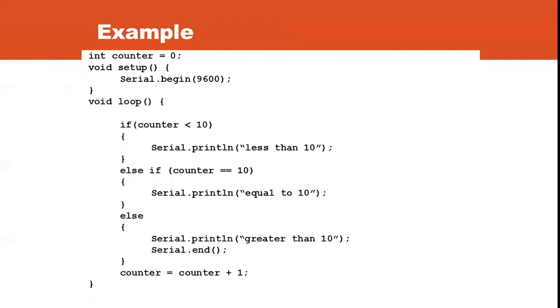Another example. Similar to if else, we can have an else if ladder. So if counter is less than 10, it will print less than 10. If it is equal to 10, it will print equal to 10, else greater than 10. Which means all the flavors of if conditions are supported in Arduino programming also. That is the if statement, if else, followed by the else if ladder.